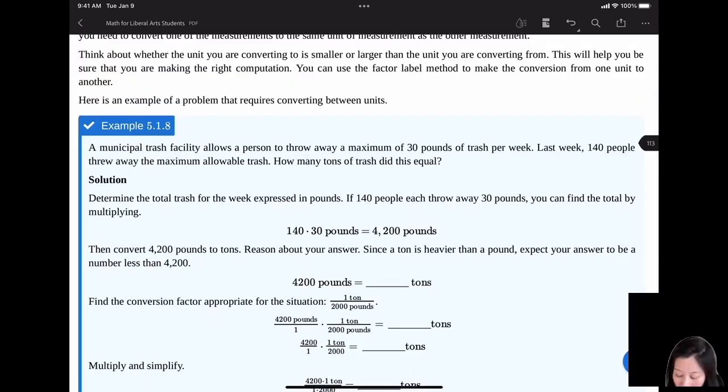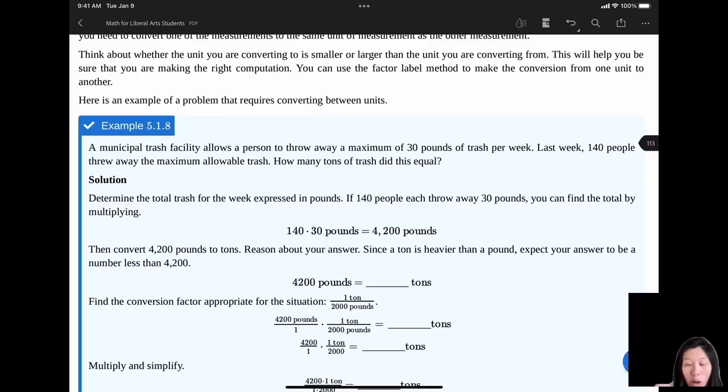So the application problem is: a municipal trash facility allowed a person to throw away a maximum of 13 pounds of trash per week. Last week, 140 people threw away the maximum allowable trash. How many tons of trash did this equal?